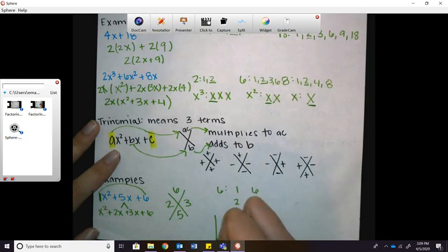So when I go to my box to actually take out what's in common, I put my first in my first, my last in my last, and then my two middles.